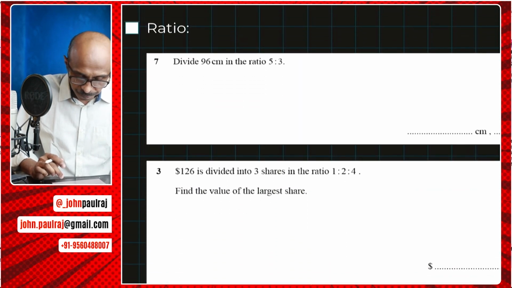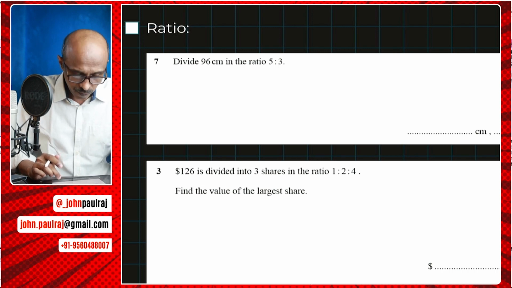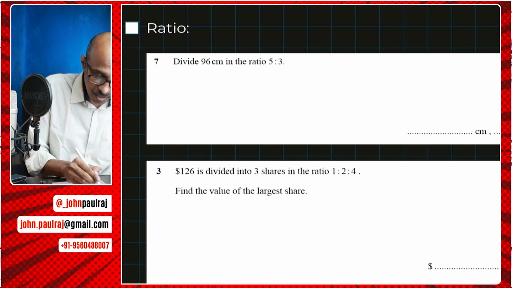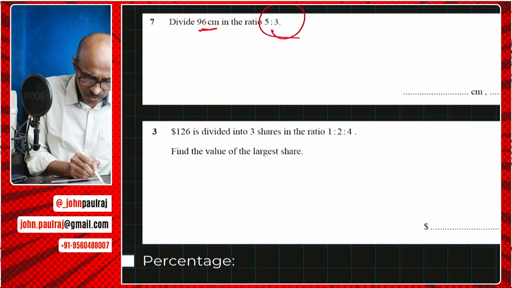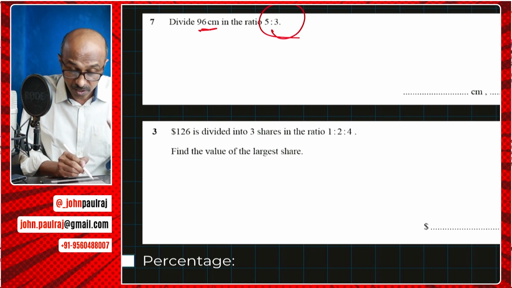Moving on, ratio. You see this question quite often. Dividing a certain number, one number, into a certain ratio, or they've given some kind of a word problem where they said that this money, $126, is divided into 3 parts.